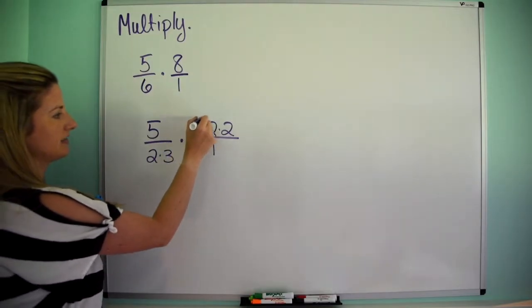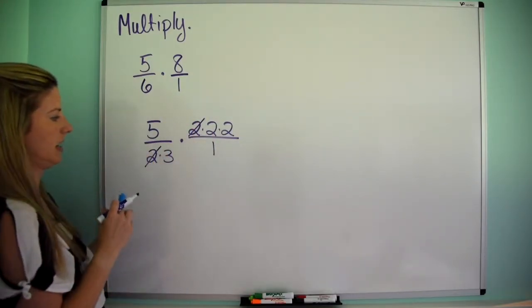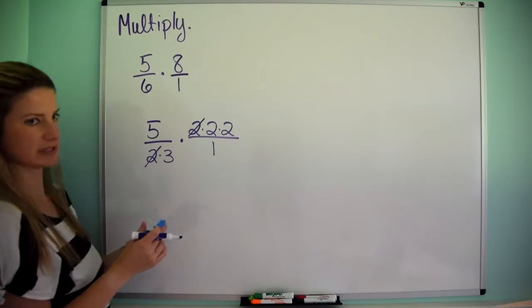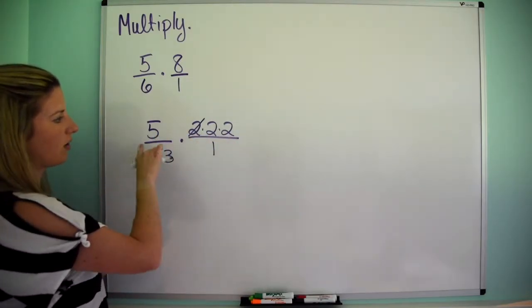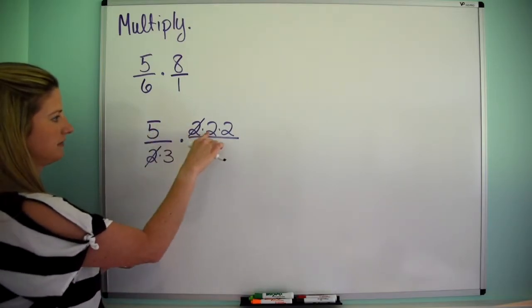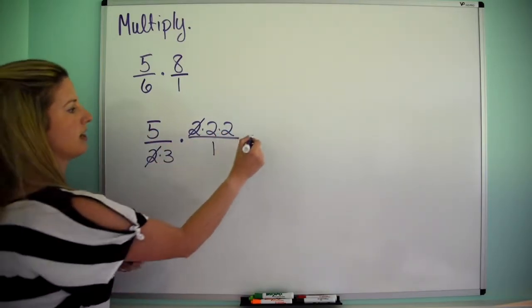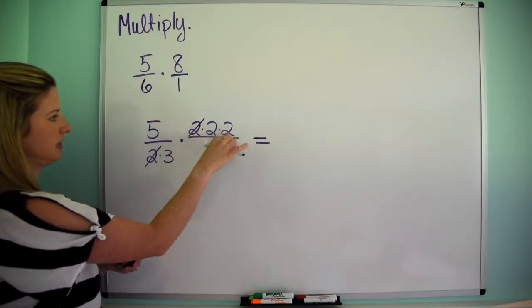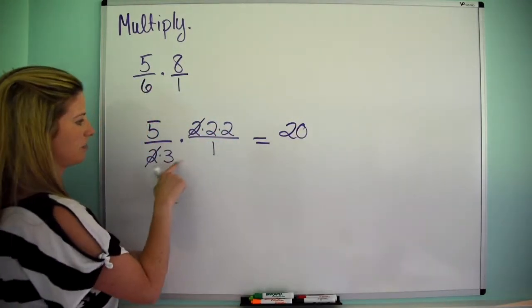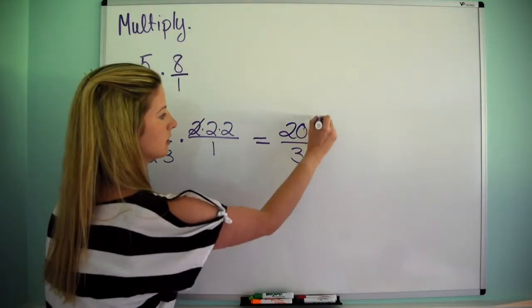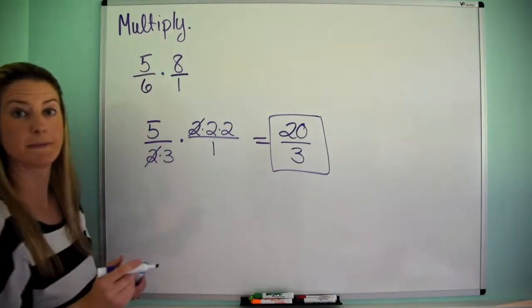So basically, I can divide out a 2 here. I've heard people say cancel, I like to say divide out. And so now what I'm left with is 5 times 2 times 2 over 3 times 1. So 5 times 2 times 2, also known as 5 times 4, is 20, and 3 times 1 is 3. 20 over 3, same answer.